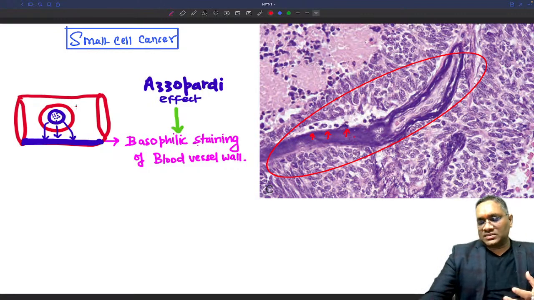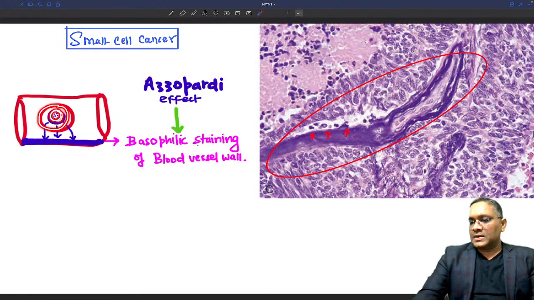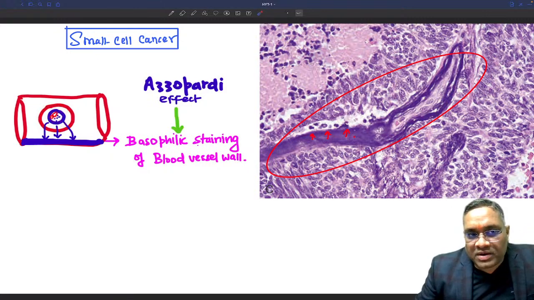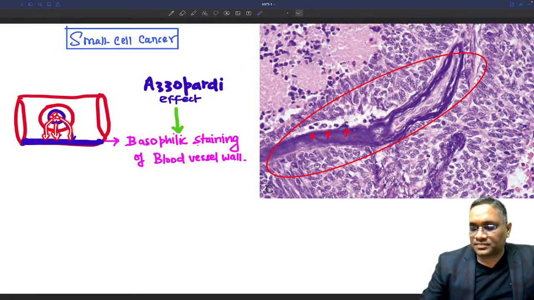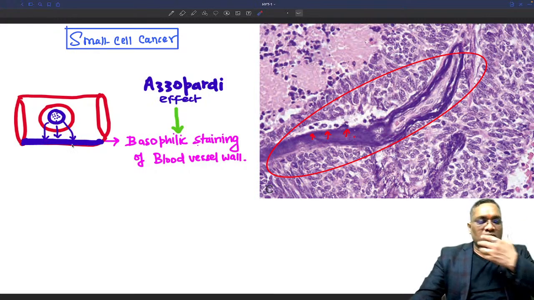So what happens in small cell cancer of the lung? If you look at the small cell cancer of the lung, this is the nucleus of the small cell cancer cell. Their chromatin will be very delicate and it will leak outside. So chromatin is leaking outside, right? As we all know, the nucleus is blue in color because of the blue chromatin.